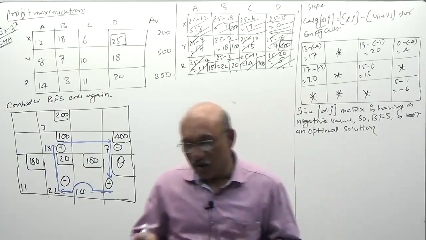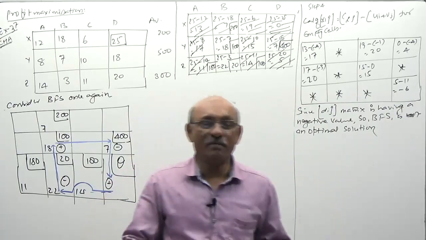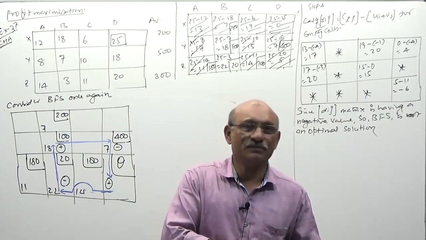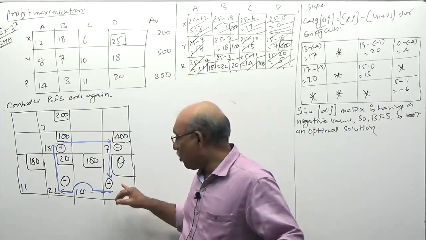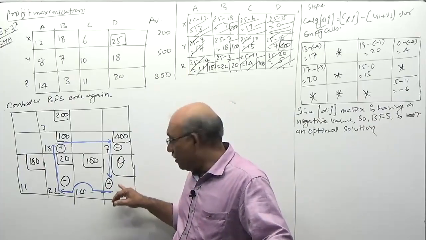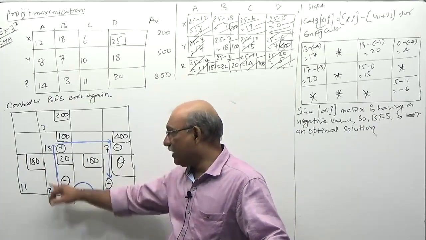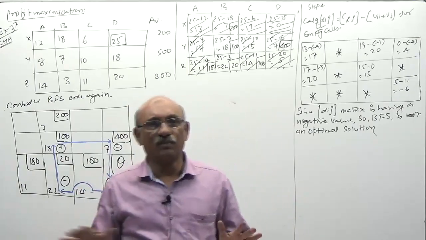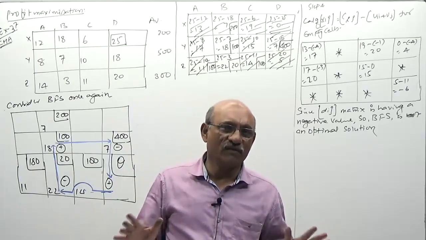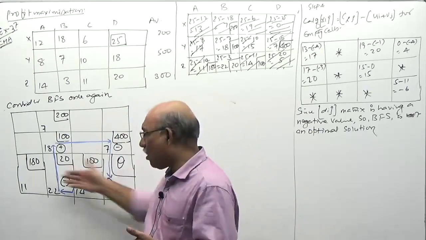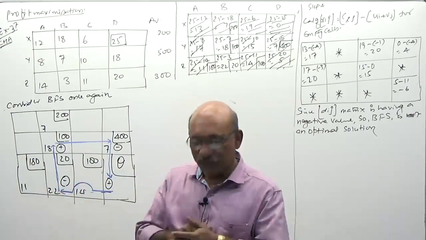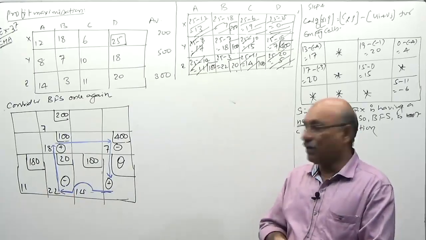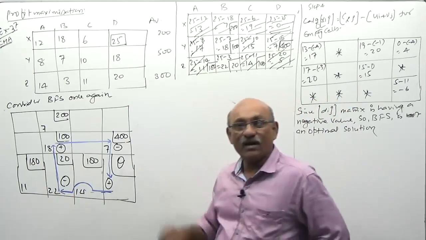One more interesting point a student has to remember is that a minimum of 4 occupied cells are required whenever I want to trace a closed loop. Minimum requirement is 4. As such, there is no condition for maximum. If you want, you can use all the occupied cells, no problem. Okay. Now, once a closed loop is formed, how to calculate the theta value?